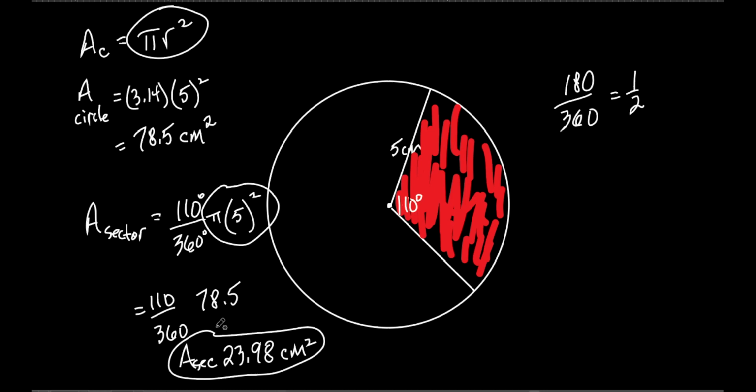Multiplied it because it's being multiplied, right? So there's a dot for multiplication. Or you could do it like this. You could go 110 times 78.5, take that whole thing and divide that by 360. Would you agree that's the same exact thing? All right. I don't think either way is easier. It's just kind of doing the same thing, kind of.